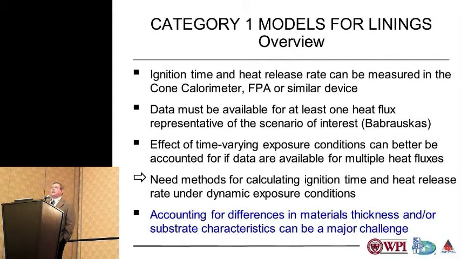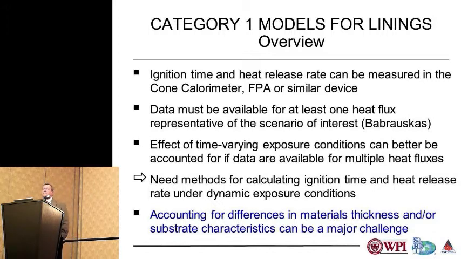When you use a Category 1 model to do that, you could basically obtain some ignition times and heat release data in a device like the cone calorimeter or the fire propagation apparatus. You obviously have to obtain that information at least one heat flux as a minimum. You could choose a heat flux that is somewhat representative of the scenario that you're trying to model. Again, Vito Bobrowski has written a paper with some guidance on that is very useful in that respect.